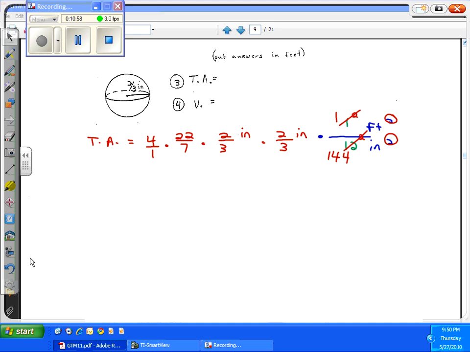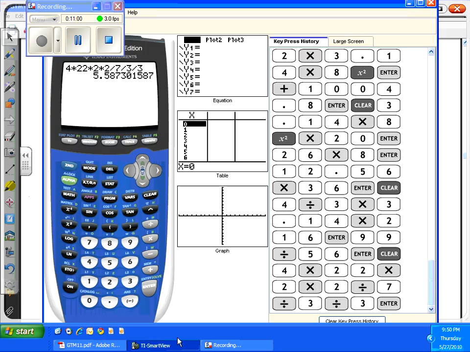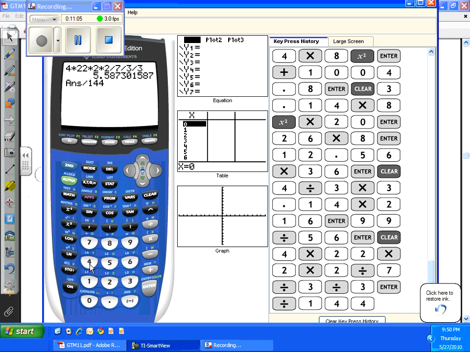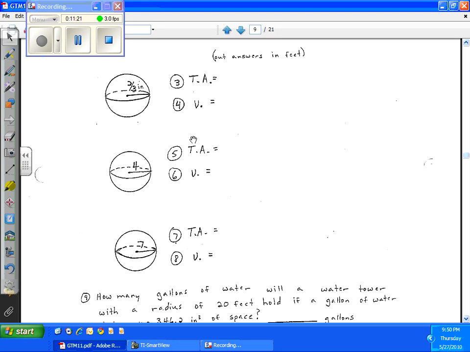So we're going to end up taking that answer we had on the calculator and dividing it by 144. We're just going to leave all that decimal stuff in there. We get 0.0388 square feet.